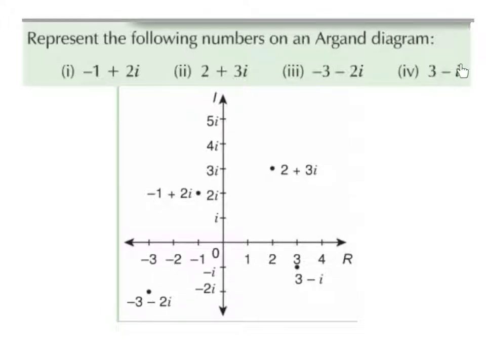Next we have 3 minus i. And i is really 1i, so this is actually minus 1i. So we go to 3 on the real axis and minus 1i on the imaginary axis. So 3 on the real axis is here, and minus 1i or minus i on the imaginary axis is here. So 3 minus i is here. This point here is the complex number 3 minus i.